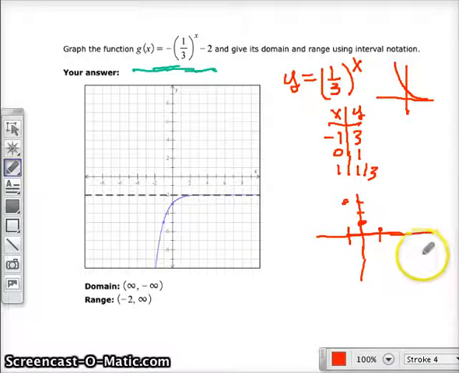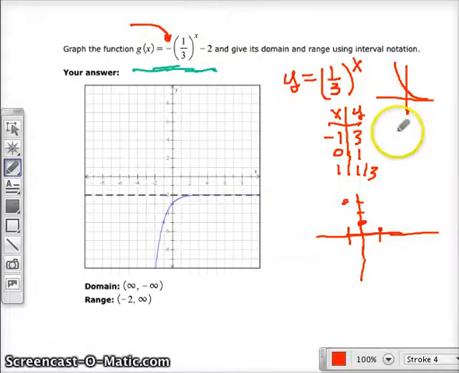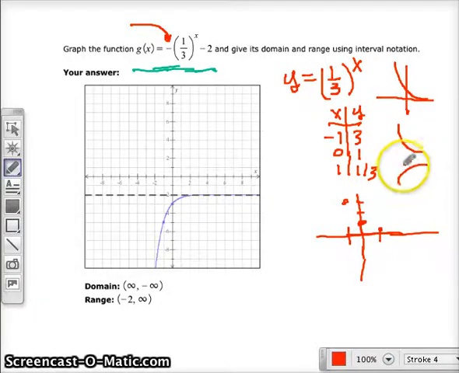Now, the question is, we have a couple transformations. Number one, we got a negative out in front. What is that going to do? It's going to take the graph and flip it, okay? Then we have a -2 over here, which means I'm going to go down 2. So I'm going to take this graph and move it down 2. All right, so the first thing that I would do is mark, let's just do it in green since I like green, the horizontal asymptote at -2. Okay, we got that.